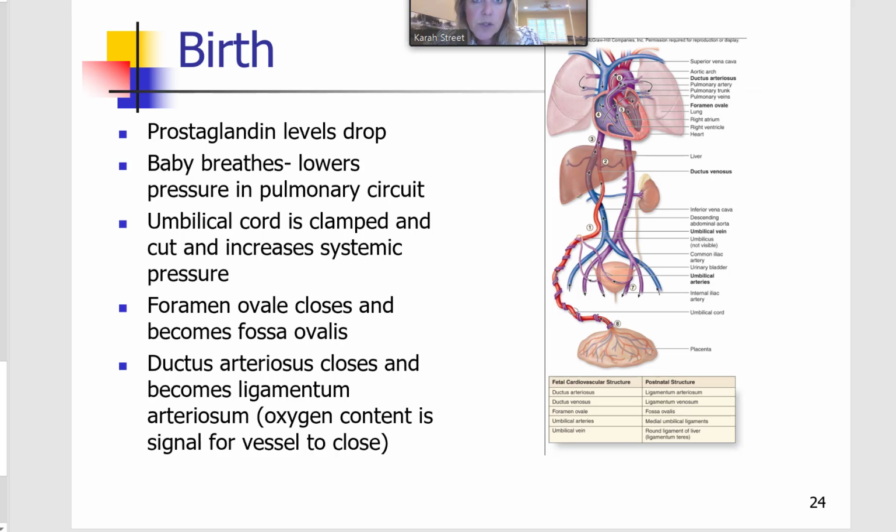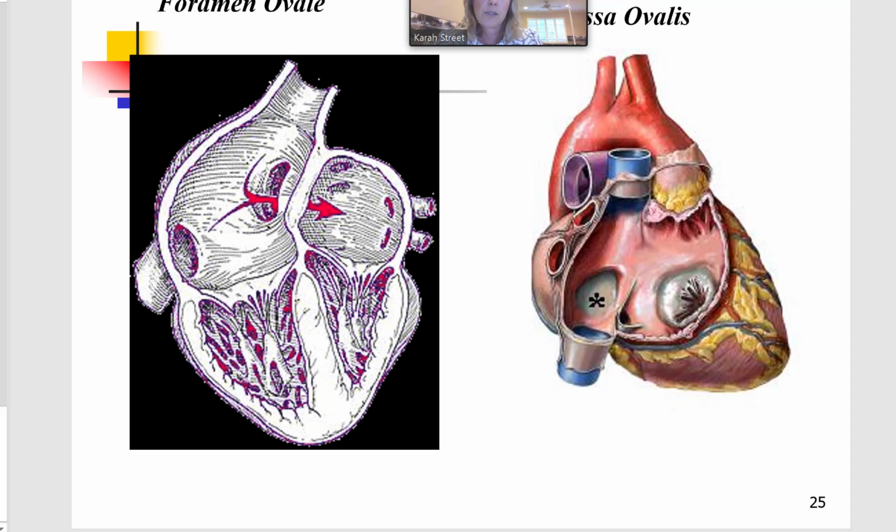Are there any questions about this change from fetal structures to, quote, adult structures? Okay, well, are there times when this change doesn't happen? Can someone's foramen ovale not close off, and you're seeing it closed off over here? So I'm coloring in light blue the fossa ovalis, and over here you can see the foramen ovale being the hole through the interatrial septum.